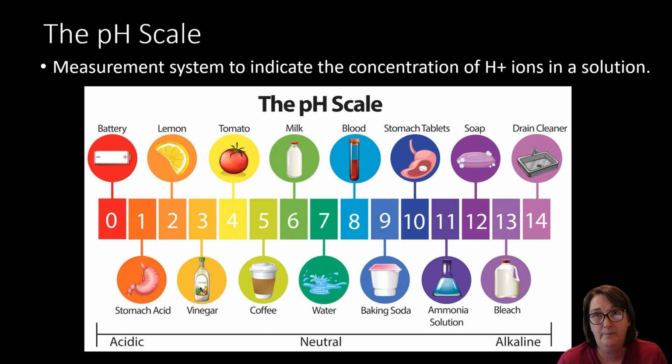pH stands for per hydrogen, and so it's a measurement system to indicate your hydrogen ions, that H+, in a solution. Your scale goes from 0 to 14. The closer I get to 0, the more acidic I am. The stronger my acid is, the closer I get to 0. The closer I get to 14, the more basic my solution is. Sometimes they'll say more alkaline. It's a more alkaline solution.